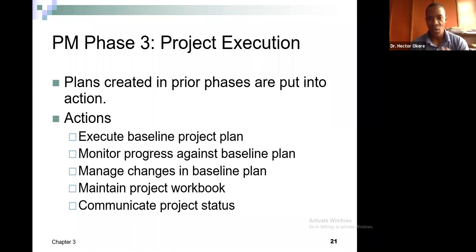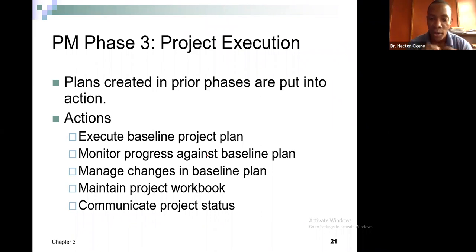After that, once the planning is complete, then you actually go into doing the project. Now we're done with planning. Everything is concluded, done and completed. Then we go to project execution. You do the actual project. During project execution, you execute your baseline project plan. All the plans that you have put in motion, you execute them.